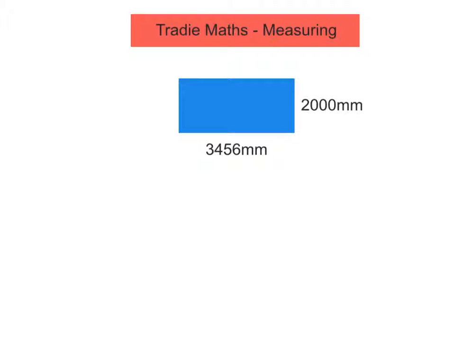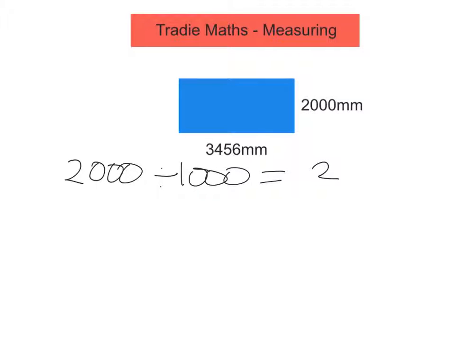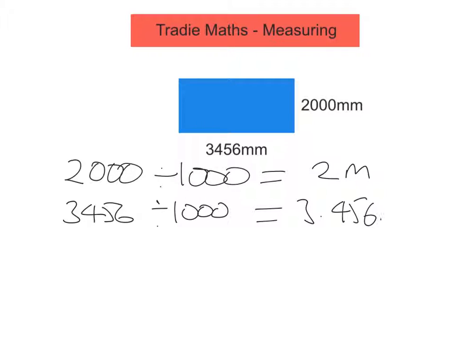See if you can get the same answer as me by stopping the tape, having a go, and seeing if you get the same answer. Okay, so hopefully you've had a go at that. So now let's have a look and see. I'm going to be doing 2,000 divided by 1,000 on my calculator equals, and I'll get 2. So that's 2 meters. For the second number, I'll get 3,456 divided by 1,000, and I'll get 3.456 meters. So if you got those, well done.